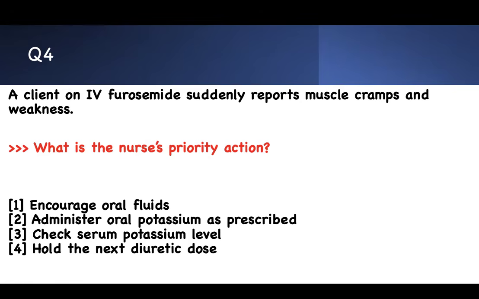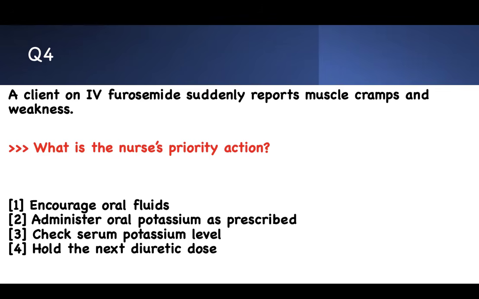Hypokalemia. Therefore, what do you do? Do you let them drink water? Give them potassium? Check the serum potassium level or hold the next dose? The best thing to do is what? Think about it. I have muscle cramp and I have weakness. The patient has symptoms. What would you do?